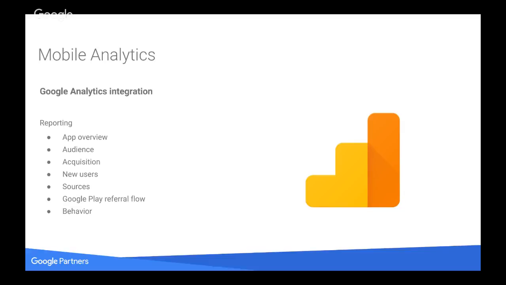Things like audience reports will show you the types of audiences that are interacting with your ads, how often they use your app, as well as what devices they're coming in from. While the new users report, as well as the sources report, shows you how many new users are coming in and from what sources.